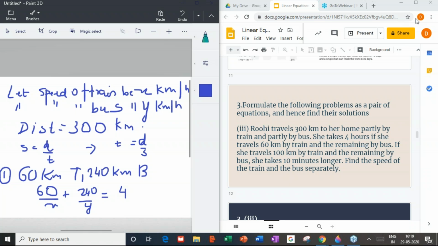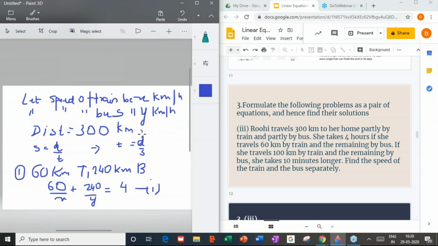Time is given. Basically, since distance and time is given, we know it is some format of speed is equal to distance by time equation. But here they have given you combined time of both, like part bus and part train, combined time is given. So if you write it in terms of time is equal to distance by speed, you will get an equation. This is how you get the first one.